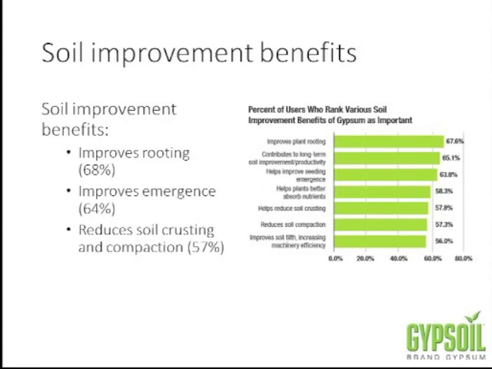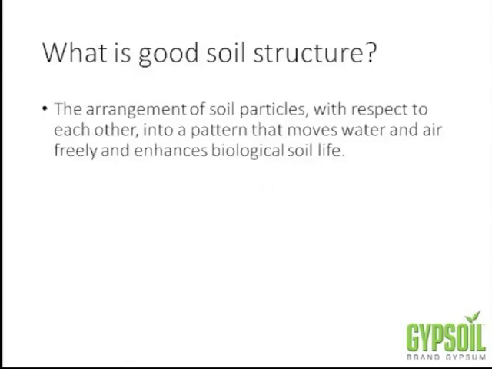We did an economic study in conjunction with No-Till Farmer earlier this year, and some researchers from Ohio State University did it, and they polled growers that were using gypsum. Of those growers, on soil improvement, 68% of the people we polled said they had improved rooting capacity, 64% said they had improved emergence in their soils, and 57% reported reduced soil crusting. I think those are things we can achieve with gypsum, and help growers get the results that they need to have.